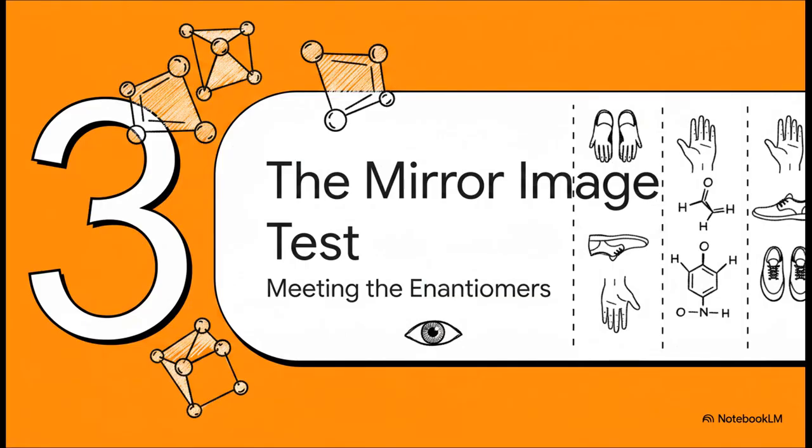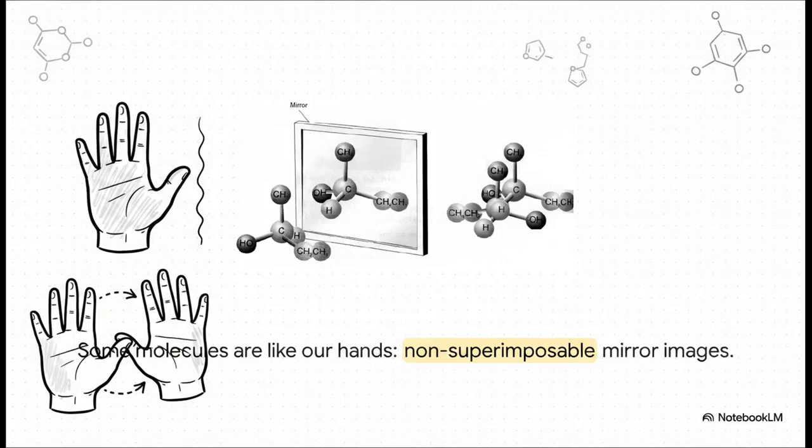But there's an even more subtle, even more mind-bending type of stereoisomer out there. And to understand it, we need to think about something we're all very familiar with: mirror images. Okay, do me a favor. Hold up your hands. They're perfect mirror images of each other, right? Now, try to lay your right hand perfectly on top of your left hand so they match up, palm to palm, thumb to thumb. You can't do it. They don't line up. They are non-superimposable.